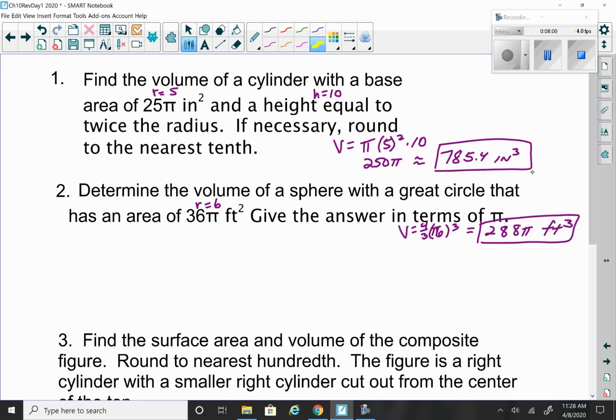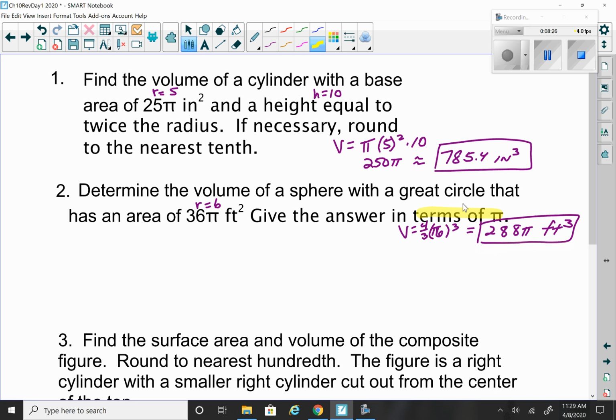In number 3, we want the volume of a sphere with a great circle that has an area of 36 pi. That means that our radius is 6. 6 squared is 36. And then finding the volume of a sphere, it's 4/3 pi r cubed. So 4/3 times pi times 6 cubed is 288 pi. And again, this one they wanted in terms of pi.